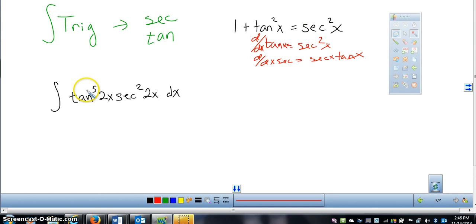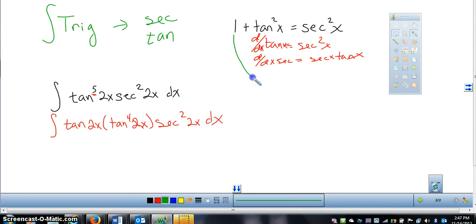So after what we talked about last class, I think maybe since this is odd, I would change that. Let's see what happens if I change that. I get tangent of 2x times tangent to the fourth of 2x, times secant squared of 2x dx. And if I go up here, tangent squared is equal to secant squared minus 1. So tangent to the fourth would be equal to secant squared, or to the fourth, minus 1.